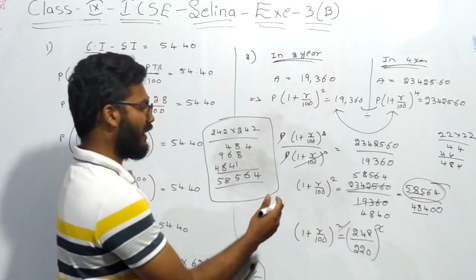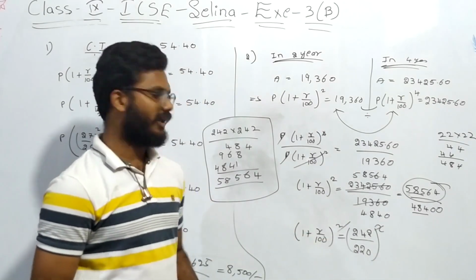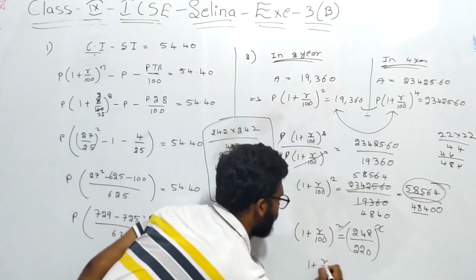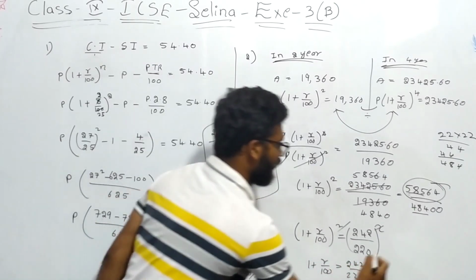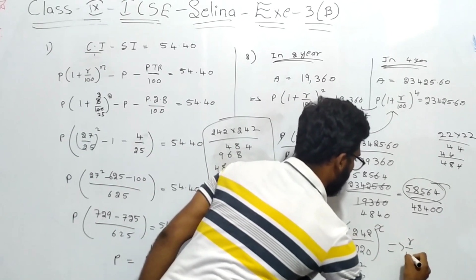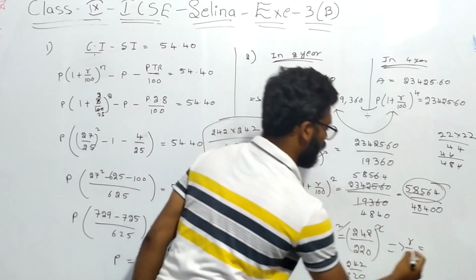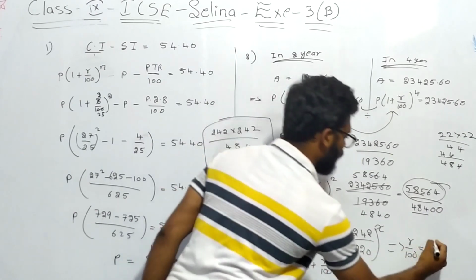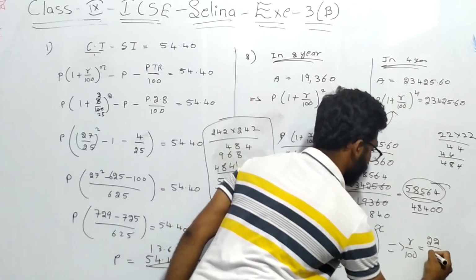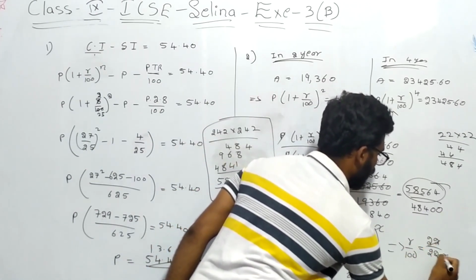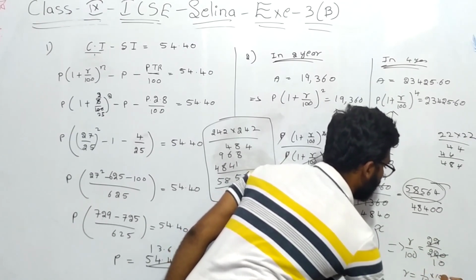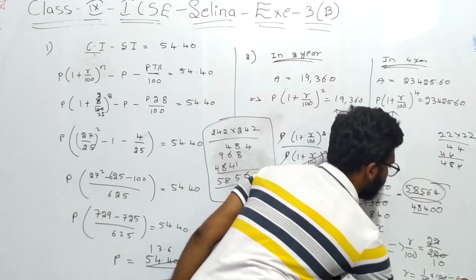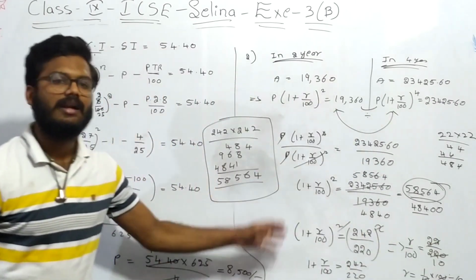So 1 plus R by 100 is equal to (242 by 220) whole square. So 1 plus R by 100 is equal to 242 by 220. So R by 100 is how much? That implies R by 100 is equal to 242 by 220 minus 1, so nothing but 22 by 220, that is 1 by 10. So R is equal to 1 by 10 into 100, which is 10%. So the rate of interest is 10%.